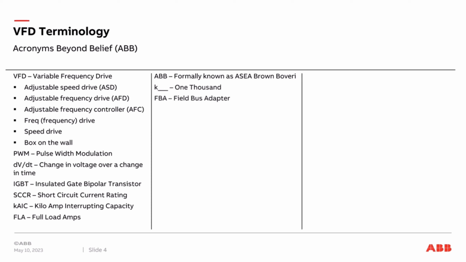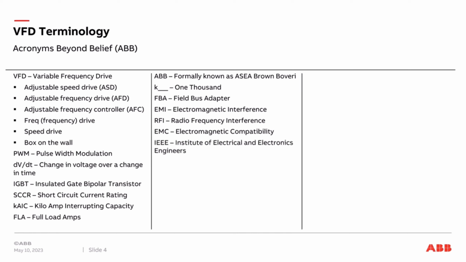When we use our drives and we have a communication system that's not built into our drives, it's a field bus adapter you'd buy for that device. EMI is electromagnetic interference, RFI is radio frequency interference, and EMC is electromagnetic compatibility. IEEE is the Institute of Electrical and Electronics Engineers. UL is Underwriters Laboratories. CE is European conformity.